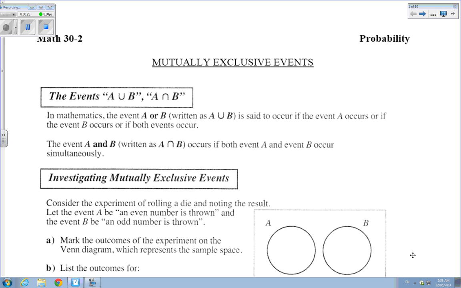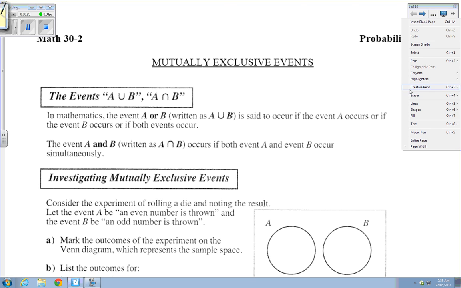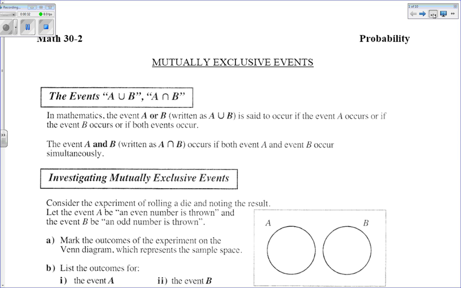If we think back to set theory, we're looking at "or" questions here, like this event or this event happening. A or B is written as A union B, and it's said to occur if the event A occurs, or if the event B occurs, or if both events occur. Whenever you have "or," remember, "or" means you're going to add. So when you see that union, that means you're going to do some sort of addition.